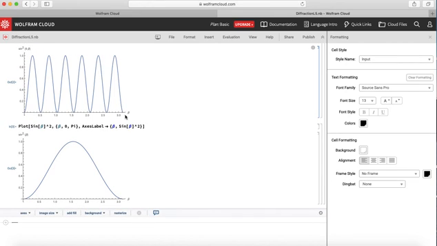Similarly, I have got another 0 at beta is equal to 6 pi here, and here beta is equal to pi, at the last point.